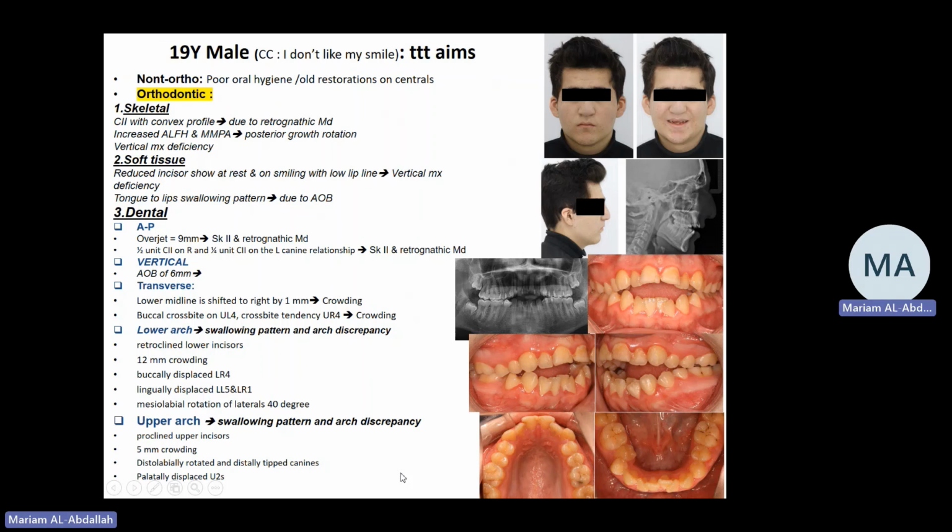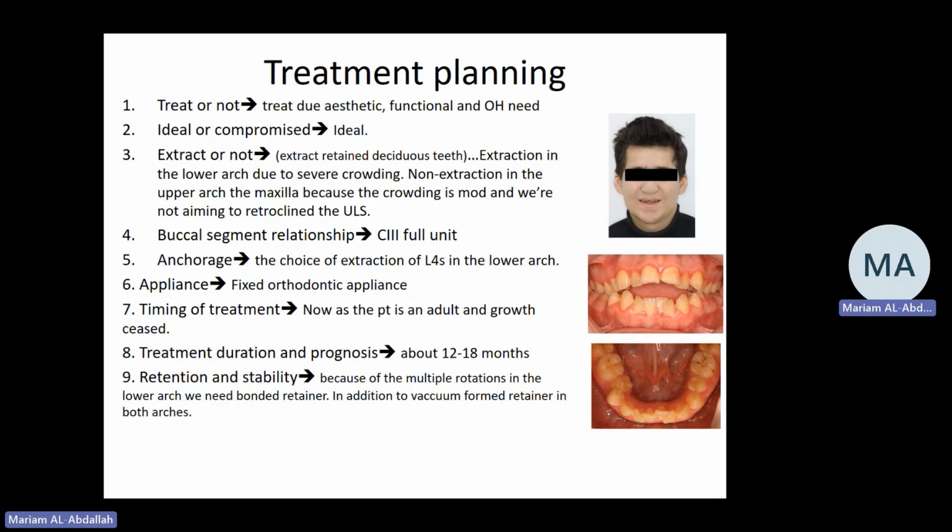Okay, so having all these thoughts in mind, I need to plan my treatment. Treat or not? Of course, I need to treat because the patient has a functional need, an aesthetic need, and an oral health need in terms of crowding. Functional need in terms of the tongue-to-lip swallowing pattern, aesthetic need in terms of teeth showing at rest. Ideal or compromise? Since I'm going to correct the skeletal pattern, then I am aiming for ideal treatment.